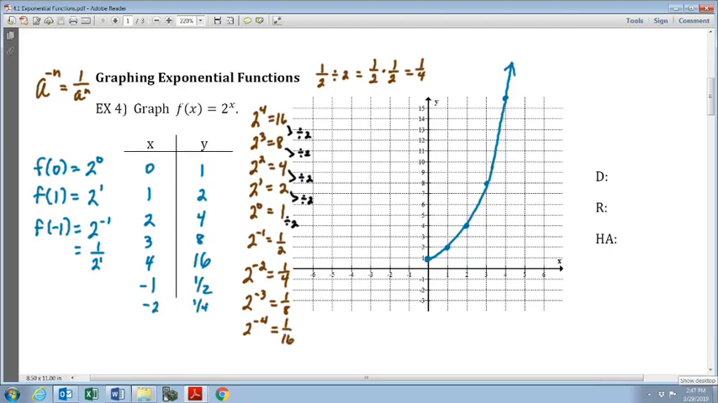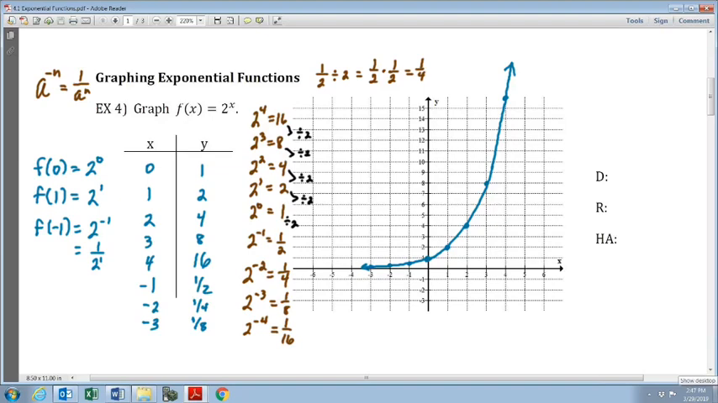And so let me go ahead and add these 2 points, negative 2, 1/4 and negative 3, 1/8. And let's go ahead and put those on the graph. Now if you did negative 4, you'd be at 1/16, and then negative 5, you'd be at 1/32. So you just keep getting closer and closer to 0, but you're never going to get there. It's going to look something like that.